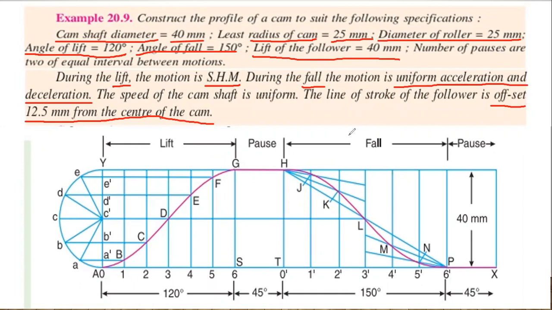Thereby we have drawn a rectangle, and divide the rectangle into four equal parts. In this, the first section is the lift, that is the outstroke. The second section is the dwell period. The third section is the return stroke, which is called the fall in the problem. And the fourth one is the dwell again. So these four sections have to be taken.